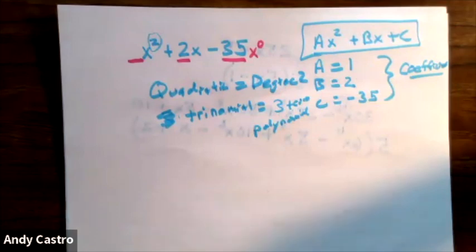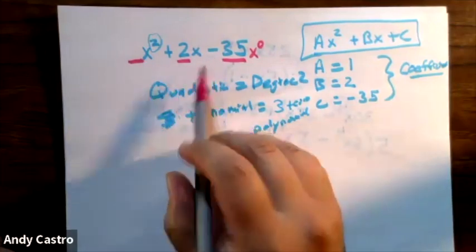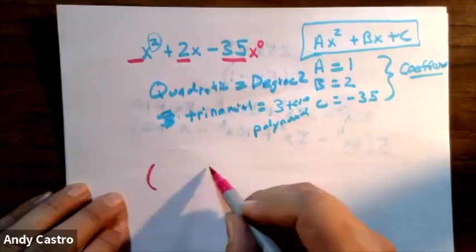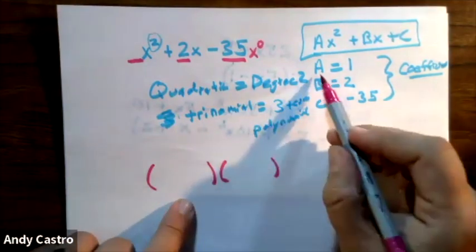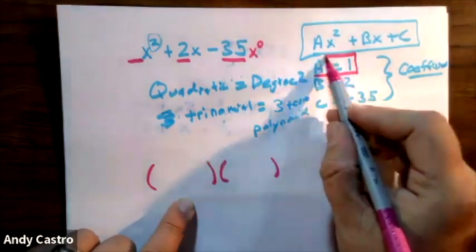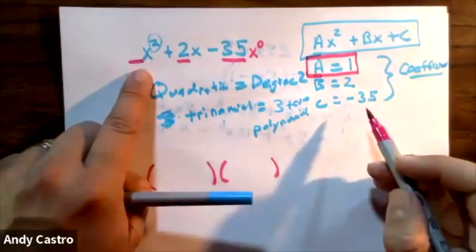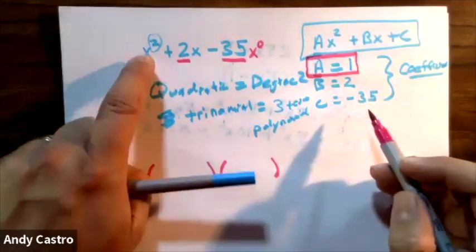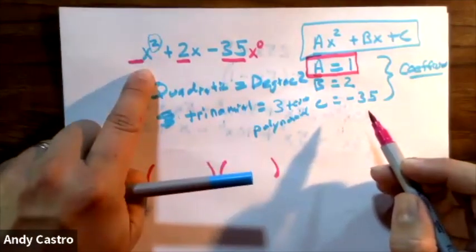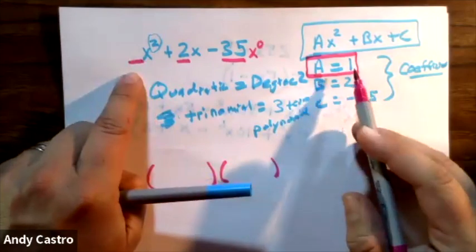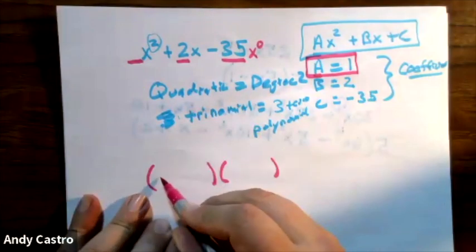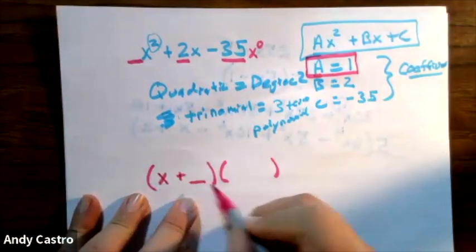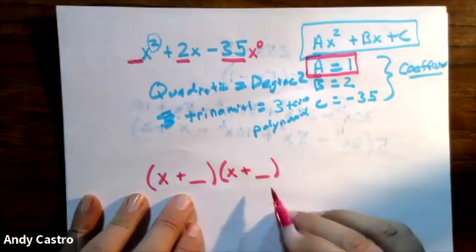So how do I factor this? To factor this trinomial, it can factor into 2 binomials multiplied together. And as long as your leading coefficient, the number in front of the leading term, which is the high degree value, which is x squared, is 1, we can look at this as x plus something, x plus something.